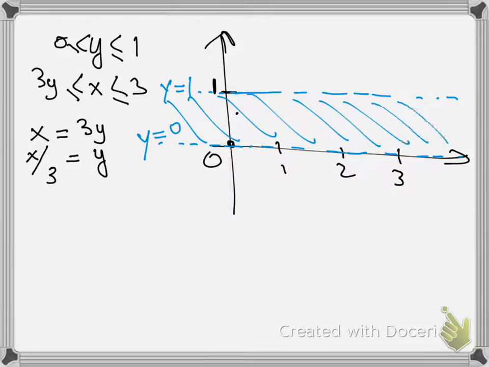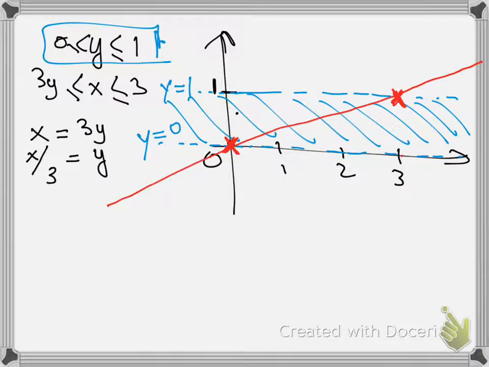So that's the corresponding region to y between 0 and 1. That's the blue region here. Now x is between 3y. So we said x equal to 3y. That would be the line y equal to x over 3. So if x is 0, y is 0, of course. And if x is 3, y would be 1. So this is our line. This is the line x equal to 3y, or if you prefer, y equal to x over 3.